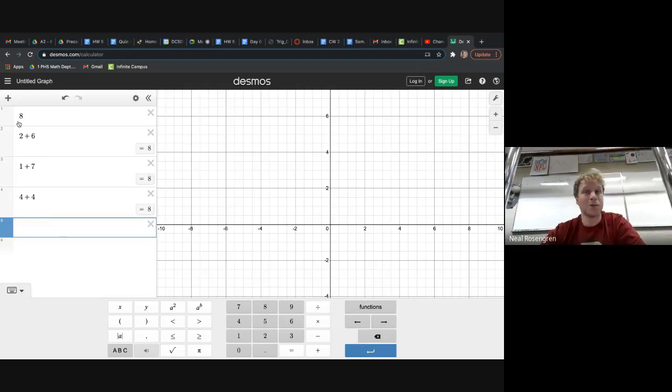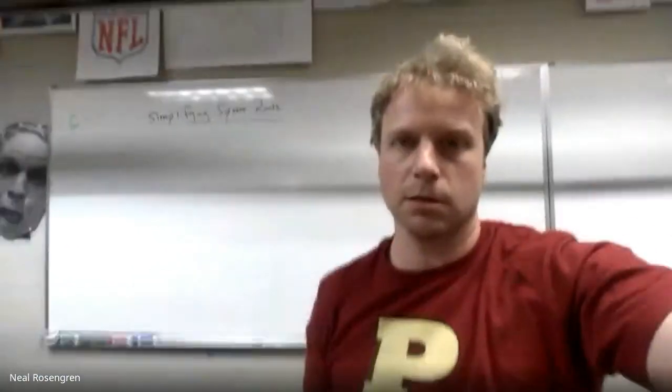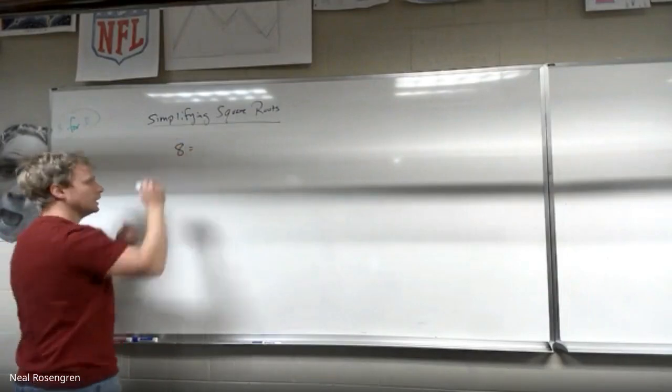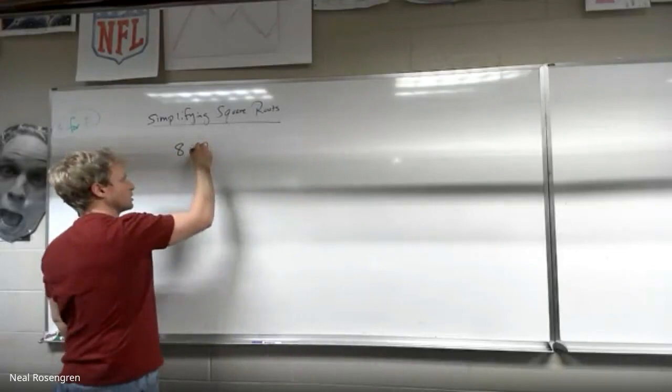And so the question really is, I'm going to stop sharing here for a second. I probably didn't need to share just yet, but let me come back here for a quick second. What do I do to make things simpler? So 8 is, let's just pick one, 2 plus 6.